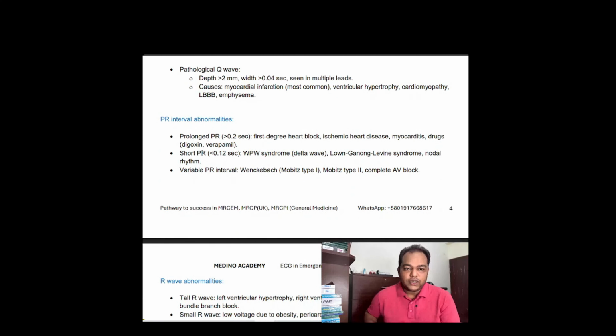and it may be found in case of first degree heart block or IHD, and due to some drugs like digoxin or verapamil. Short PR interval is called when the PR interval is less than 3 small squares. It can be present in WPW syndrome or LGL syndrome.